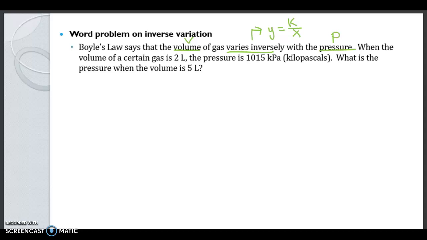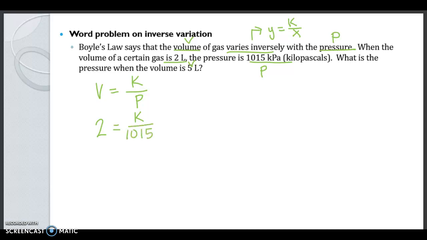When the volume of a certain gas is 2 liters, the pressure is 1,015 kilopascals. But let's go back to that first sentence, because I want to put my volume and pressure into my inverse equation. So my volume varies inversely with k over P. But I don't know k, but the second sentence is going to help me. It says when the volume of a certain gas is 2 liters, so there's my volume, the pressure is 1,015 kilopascals.